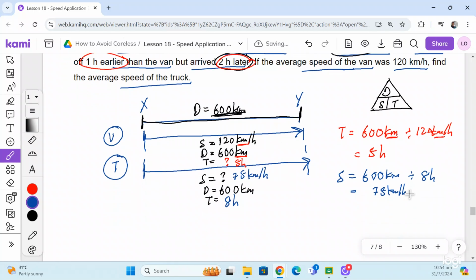So what's the lesson here? The lesson here is, of course, to be able to draw the model, to know how they travel, so they can draw out the model. And also to recognize who is faster, who is slower. Because whoever is faster, then what will happen to his time taken? Whoever is faster will take a shorter time. And if the person is slower, then the person will take a longer time.